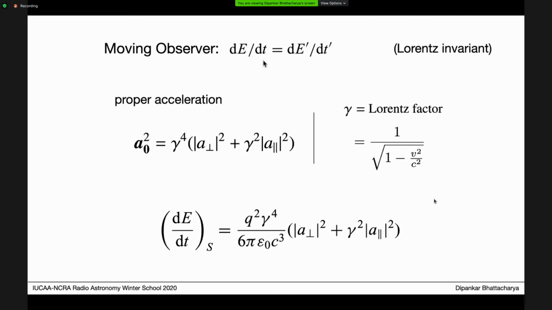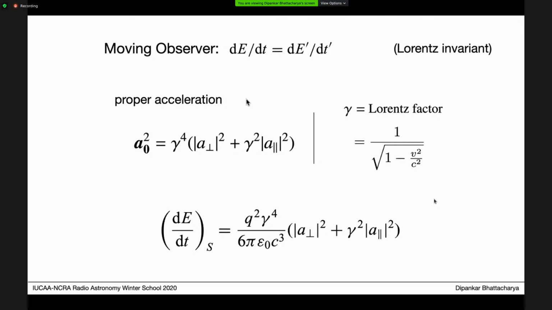So the quantity which is the total power emitted is a Lorentz invariant. Two observers who are moving at two different speeds with respect to the charge will not disagree on the total energy being lost by the charge. Someone who is moving with the charge and someone who is, let's say, stationary in the lab will both agree how much energy is being lost by the charge per second. It's a Lorentz invariant.